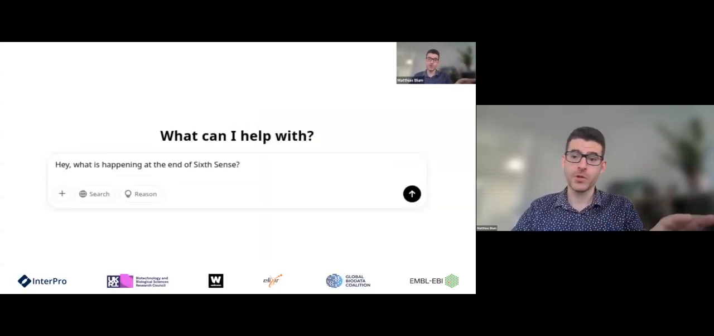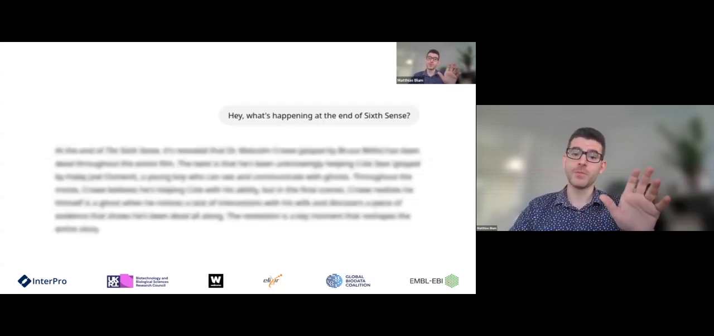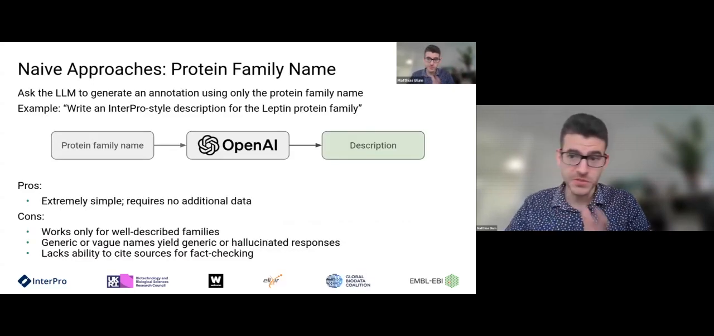Because after all, if I go on ChatGPT right now and ask what's happening at the end of the film Sixth Sense, the model is going to give me a correct and detailed answer. So maybe it works the same for protein families. And that was the first thing we tried.